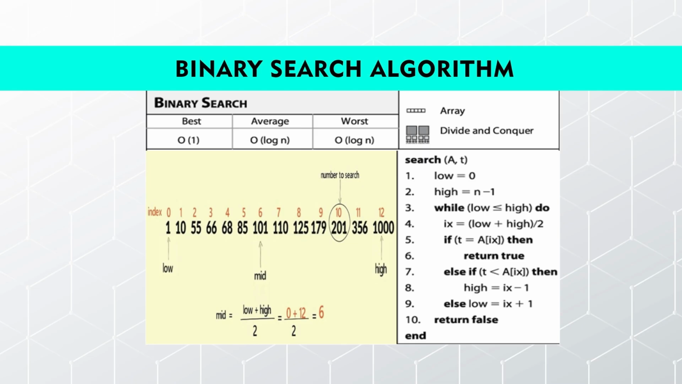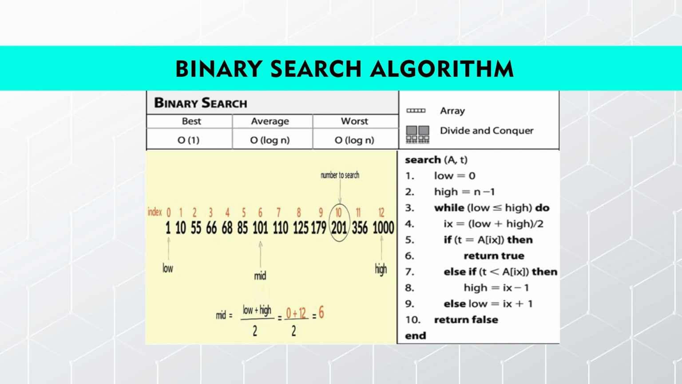So the new position will be 7. So 7 plus 12, that is low plus high. Mid is to be found now. 7 plus 12, that is 19. 19 divided by 2, so that is 9.5.